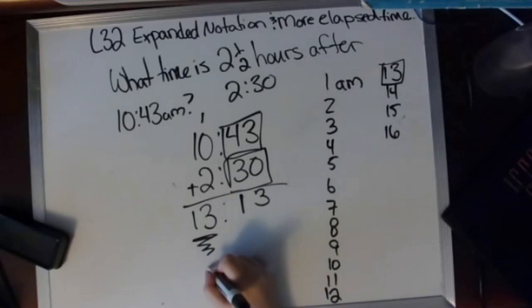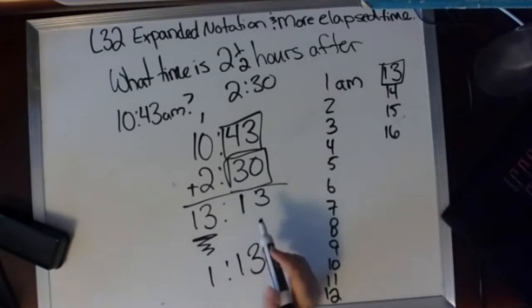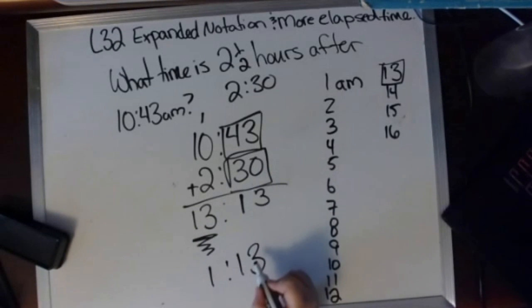So this is 1:13. Okay, so 2.5 hours after 10:43 is 1:13 p.m., because as soon as we get into that 13, we're now in the afternoon.